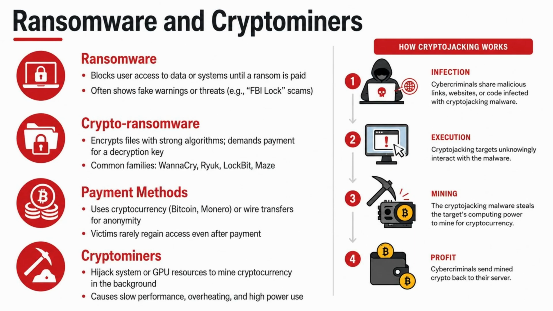Crypto ransomware specifically encrypts files with strong algorithms and demands payment for a decryption key. Common families include WannaCry, Ryuk, Lockbit, and Maze. Payment typically uses cryptocurrency or wire transfers for anonymity, and victims rarely regain access even after paying. Crypto miners, meanwhile, hijack system or GPU resources to mine cryptocurrency in the background, causing slow performance, overheating, and high power use.